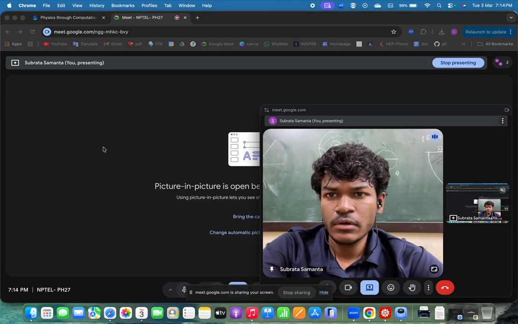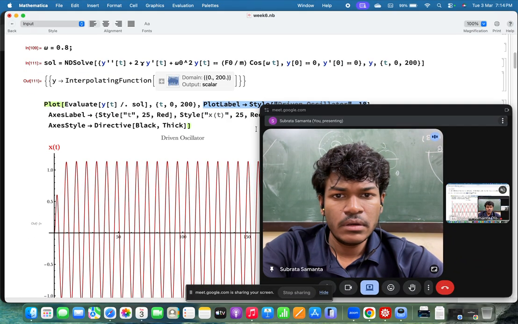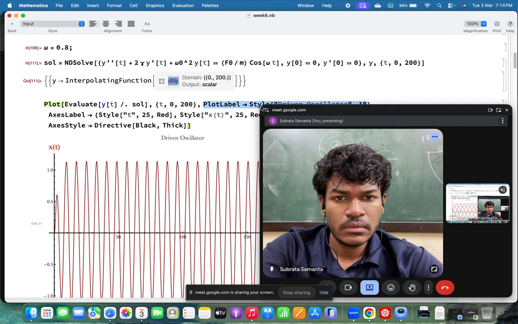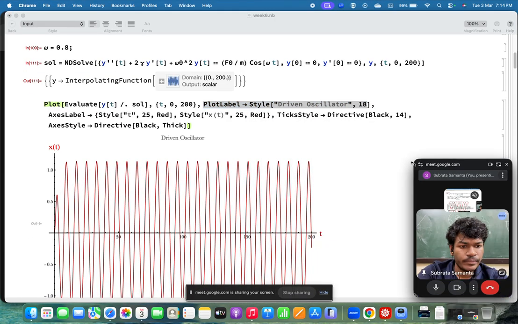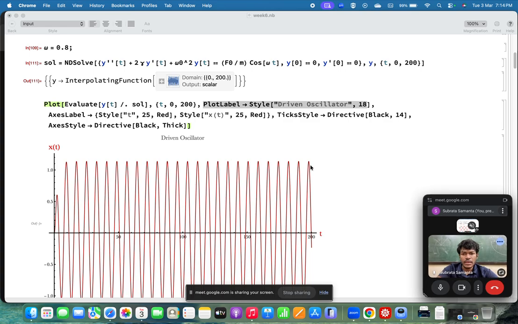Okay, so basically we plot this, and this is the plot level. You can style this. This is basically the label and the font size. And you have to use axis level. So again, you just put this.